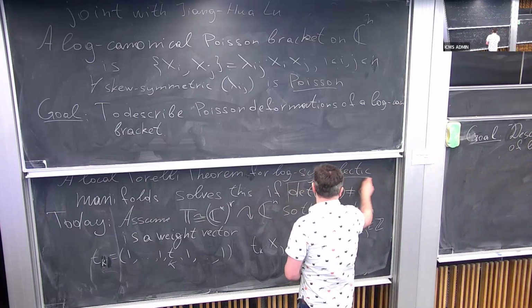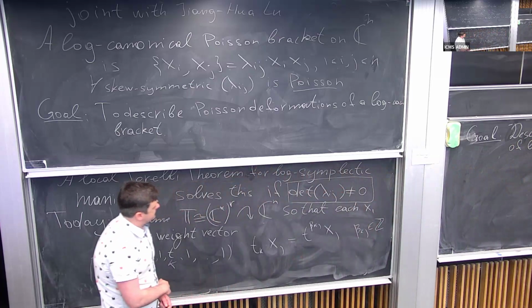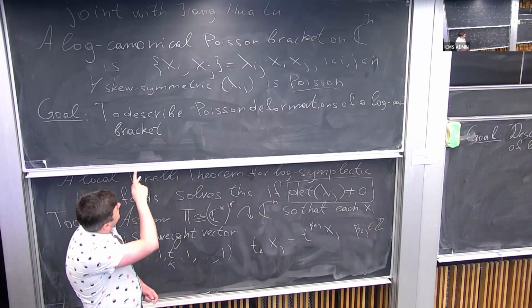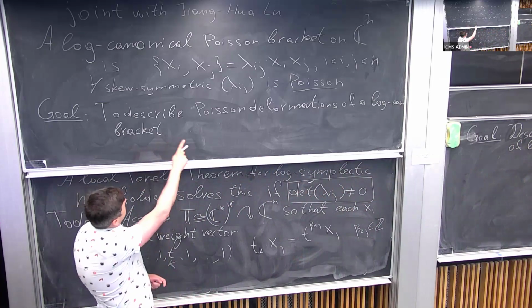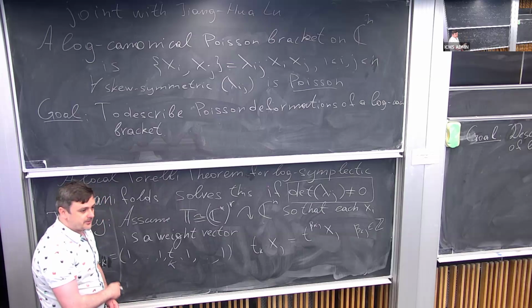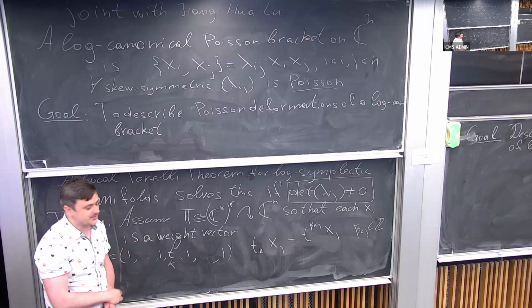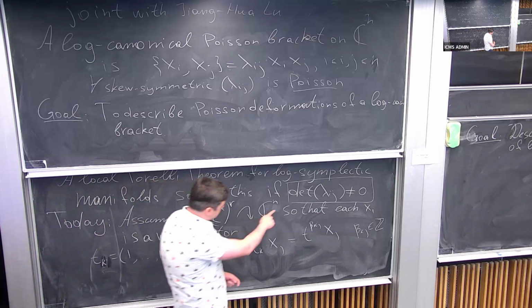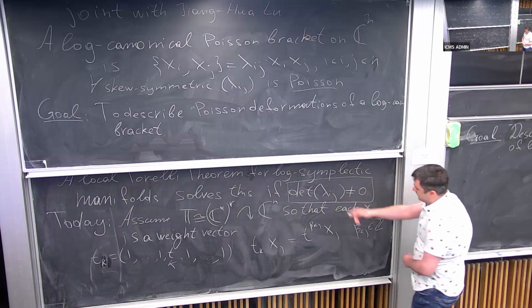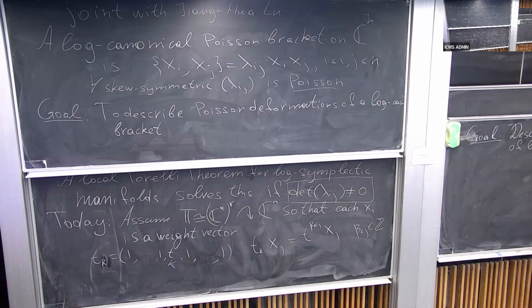In general, trying to describe all Poisson deformations of a bracket without any assumption is sort of hopeless, because I could also start with the zero Poisson bracket and try to describe Poisson deformations of it, and that's a meaningless task. So I want to impose some non-degeneracy condition, and the condition that seems to work is having an open T-leaf.